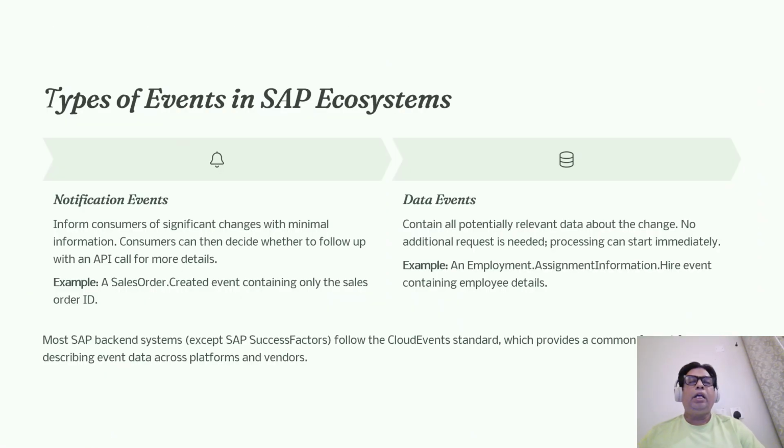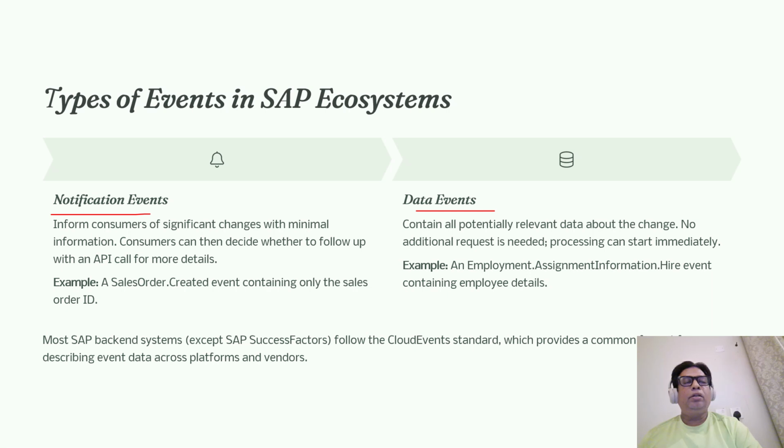And what are the types of events in the SAP ecosystem? There are two types of events in the SAP ecosystem. One is called the notification event, where we are getting notifications. For example, we get notifications in Facebook and WhatsApp on the mobile, right? In a similar way, the notification will be sent to the particular consumer by the producer. And there is another type of event called data events. So notification events and data events are the two types of events we can understand here.